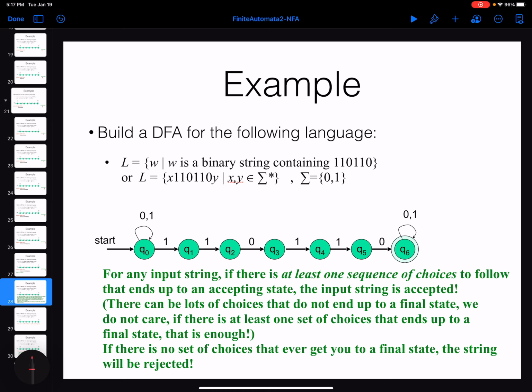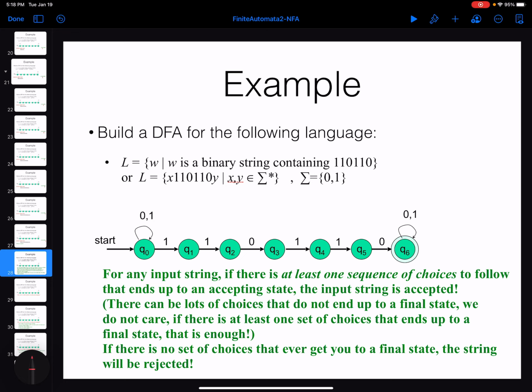If there are plenty of different sets of choices that you can make, and all of them are going to reject the string, but there is one path, one set of choices, that will end up in an accepting state, you are going to accept this string. It doesn't matter that for all of the other ways the machine will reject it. If you can find one way to reach an accepting state by reading the whole string in an NFA, you are going to accept the string.